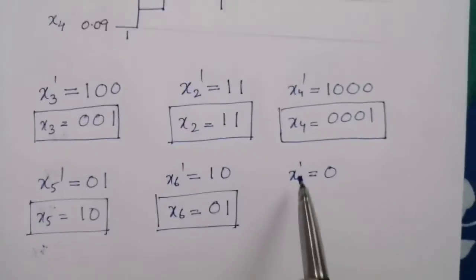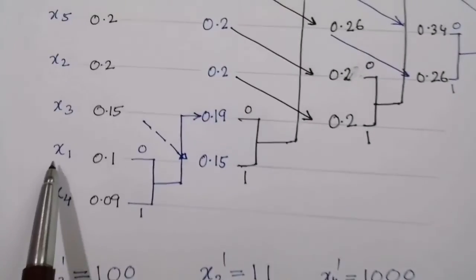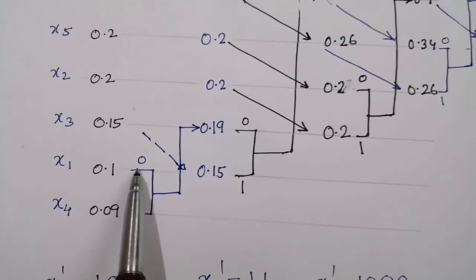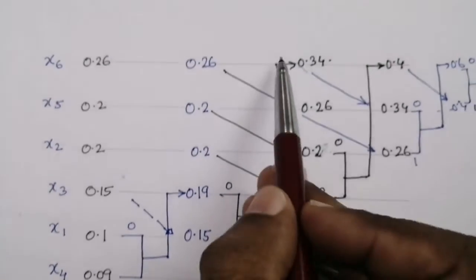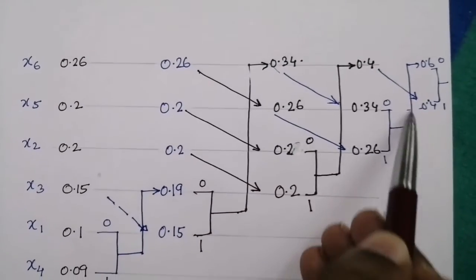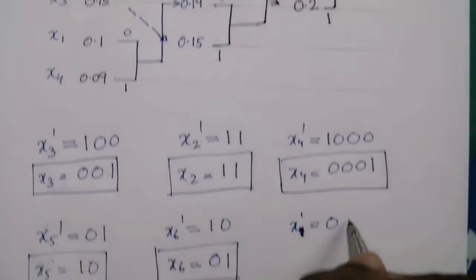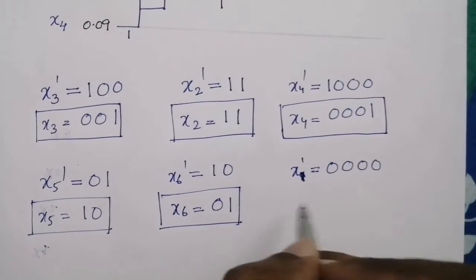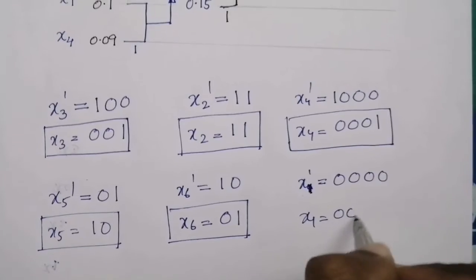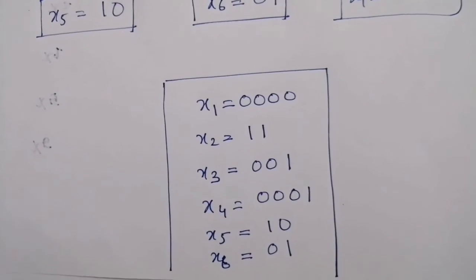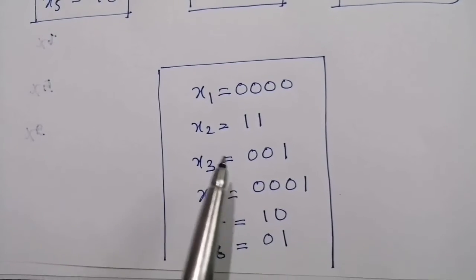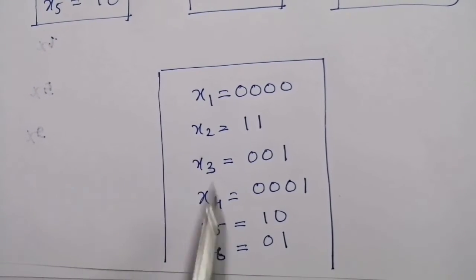For tracing out x1, we will define x1 dash. x1 dash is, travel from x1. So you will encounter a 0, then again 0, then again 0, again 0. So you will have 0, 0, 0, 0. Now x1 equal to 0, 0, 0, 0. So this is the code assignment for the 6 source symbols.